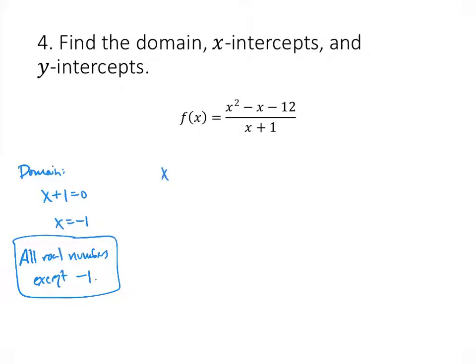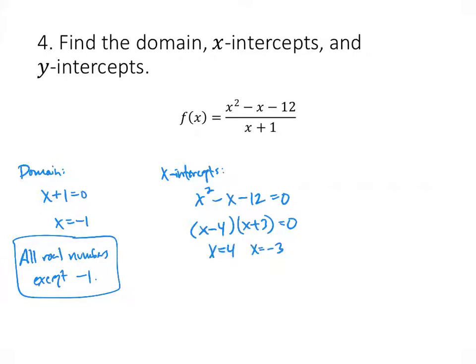For the x-intercepts, we set the top equal to 0. x squared minus x minus 12 equals 0. We can factor that. We get x minus 4 times x plus 3. That gives us two solutions, x equals 4 and x equals negative 3. Both of those numbers are in the domain, so both of those give us x-intercepts, and so our x-intercepts are 4, 0 and negative 3, 0.